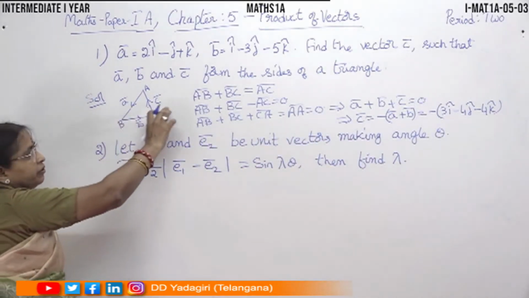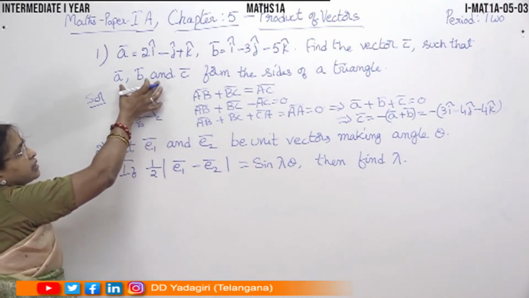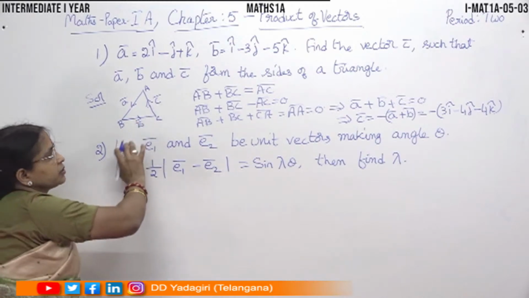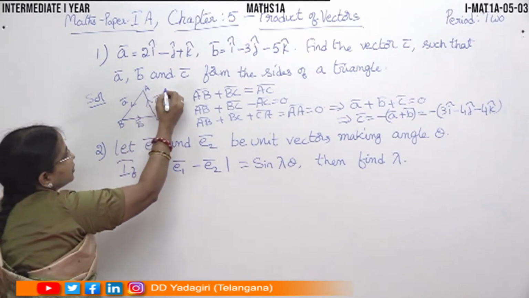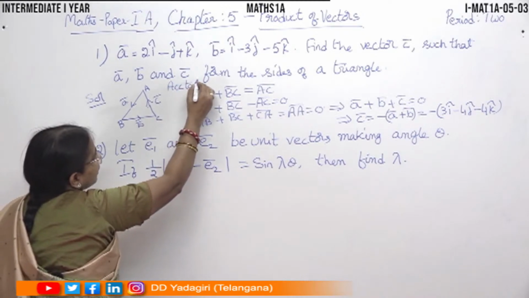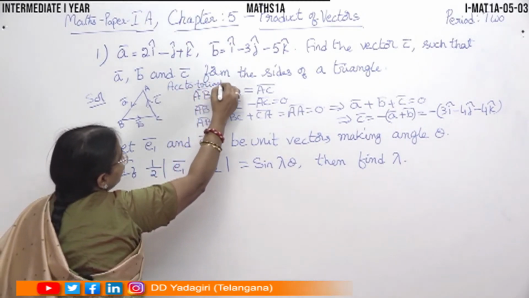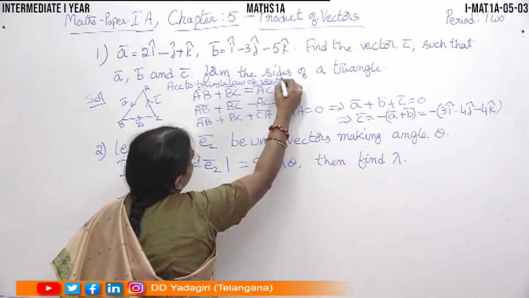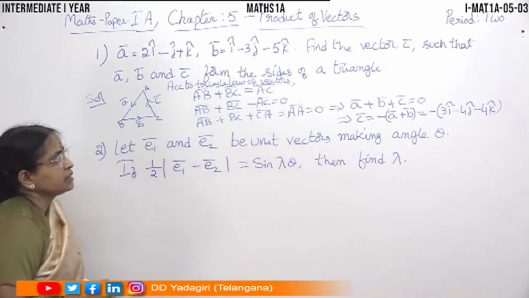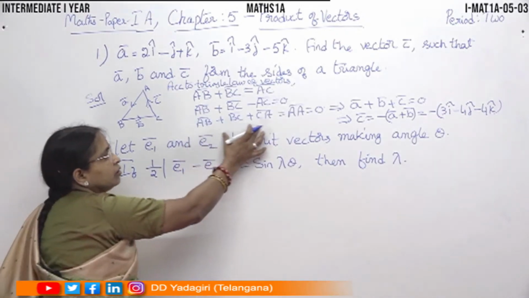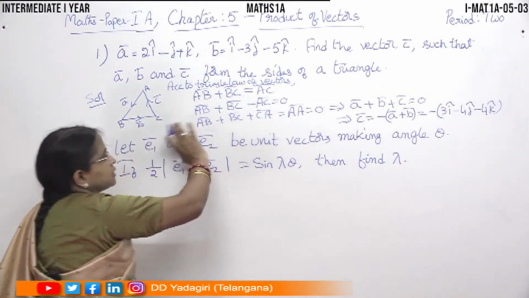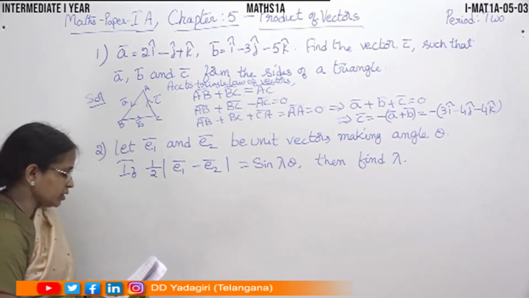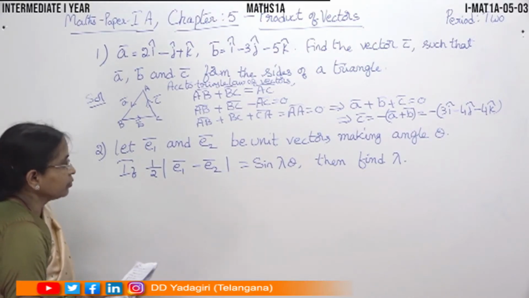So to find the vector C such that A, B, C form the sides of a triangle, this is the procedure. According to the triangle law of vectors, AB plus BC plus CA is equal to 0. So A plus B plus C is equal to 0. So C is minus of A plus B. So we'll write the value like this.